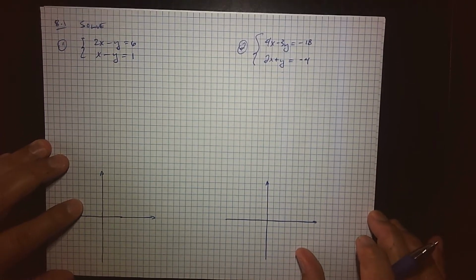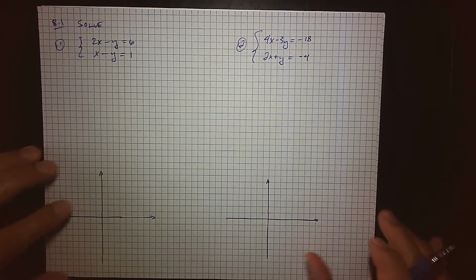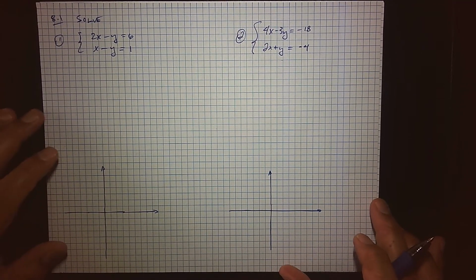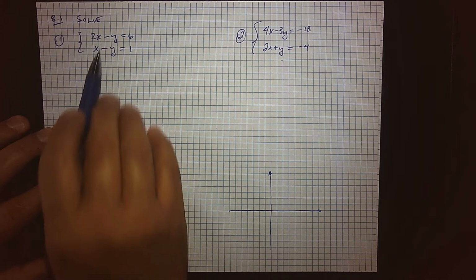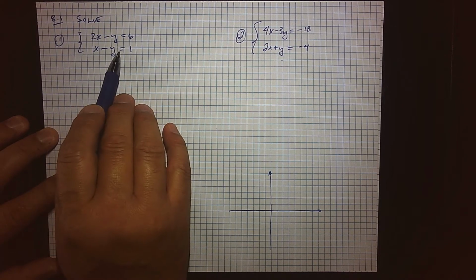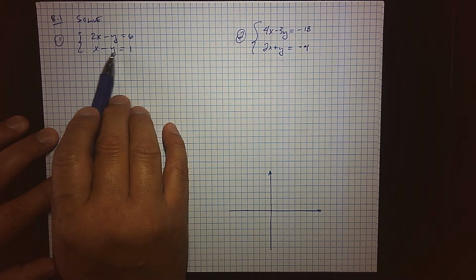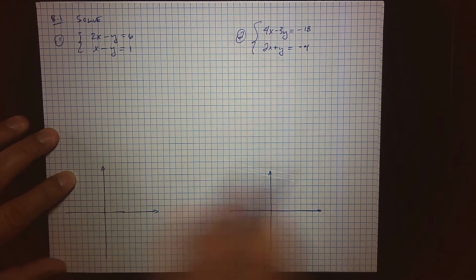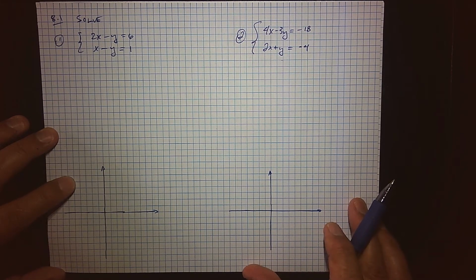Okay, so knowing what we know, let's go ahead and put it into practice by solving a couple of linear systems. So the idea is each equation represents a line, so we're going to graph the line and then see where both lines intersect. And that's how we're going to find the solution to our system.